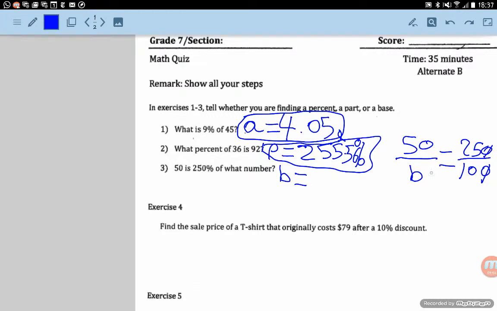Then we are going to do cross product. So it's 25B equals 500. Then we are going to divide by 25 and divide by 25. So B equals, just a second, so the answer will be 20.